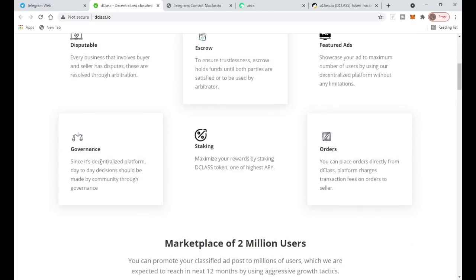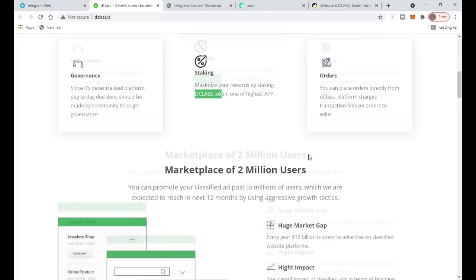Governance: since it's already a decentralized platform, day-to-day decisions should be made by the community through governance. By having governance, you, as an investor, will be able to vote on what you think is next and best for this project. Staking, yes, there's staking, guys. That's really, really good to see. I didn't know that there was staking, but reading through this, you can stake your crypto rewards and get high APYs by using their very own token, which we'll get into in a sec. Orders: you can place orders directly from the dClass platform, which charges transaction fees on orders to the seller.